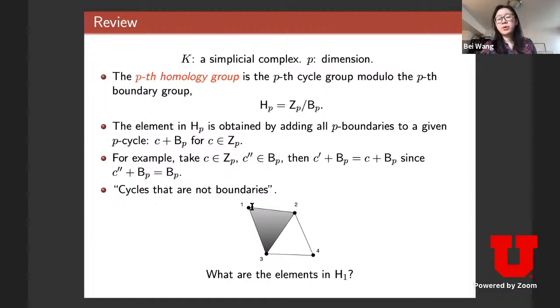The other one, which is equivalent and represents the same tunnel, is edge 1,2 plus 2,4 plus 3,4 plus 1,3. So this is a linear combination of edges. It's a one cycle because it's a loop, right? If I take the boundary, it's zero, but it's not a one boundary because it's not a boundary of a linear combination of triangles. So the edges 1,2 plus 2,4 plus 3,4 plus 1,3 are in fact in the one-dimensional homology group.